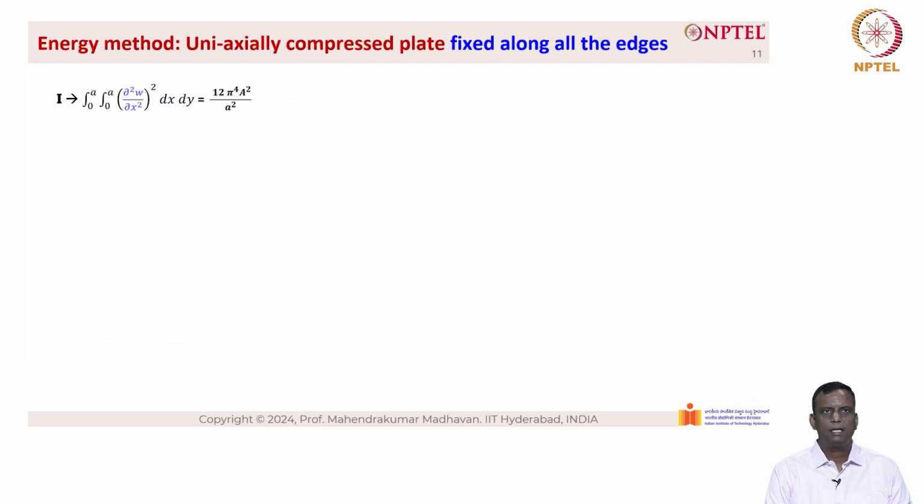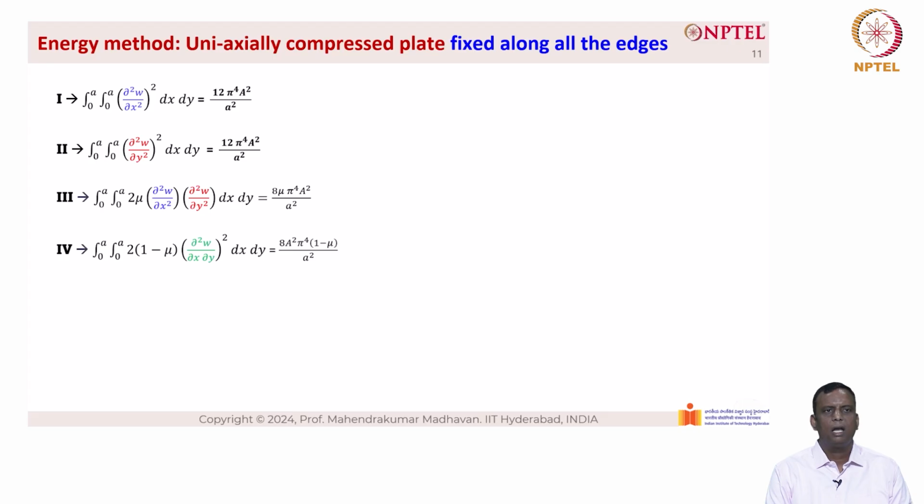So, the first integral is given as 12 pi power 4 a square by a square, second integral is given as 12 pi power 4 into a square by a square, the third integral is 8 mu into pi power 4 a square by a square, and the fourth integral is given as 8 a square pi power 4 into 1 minus mu by a square.